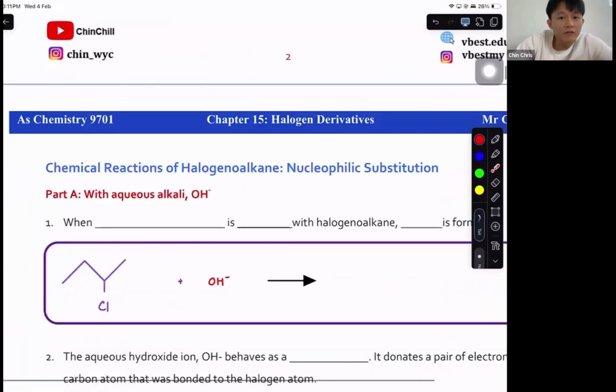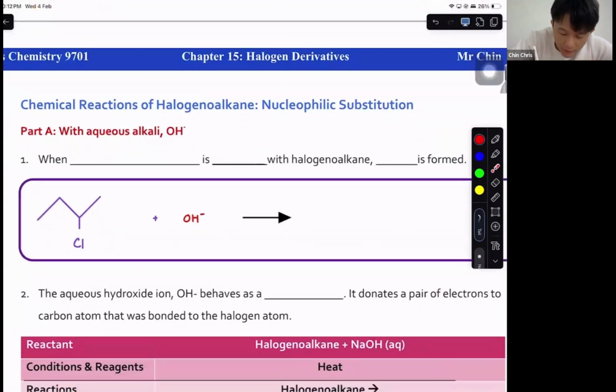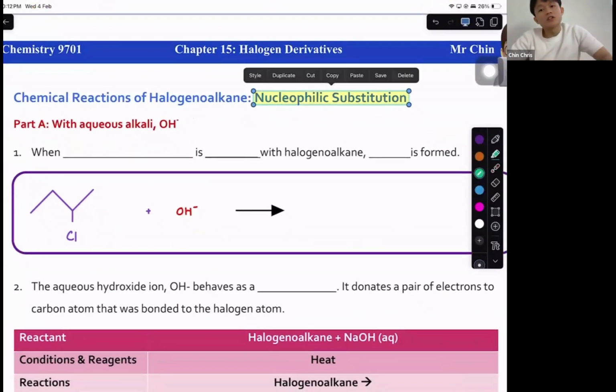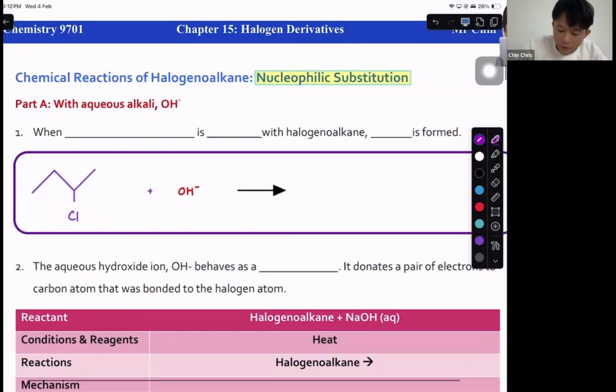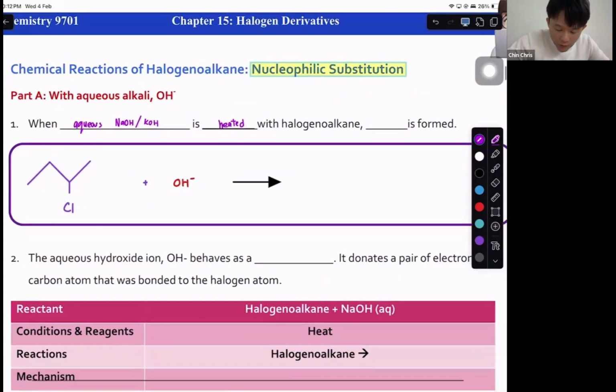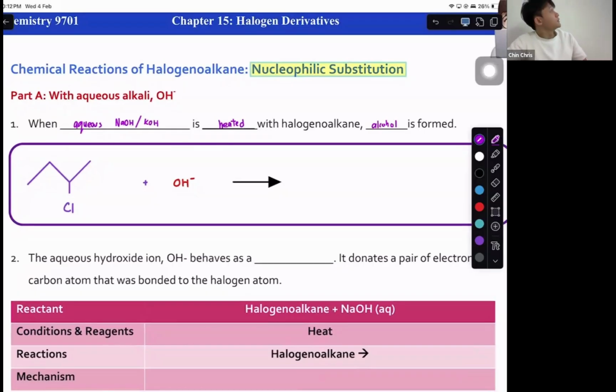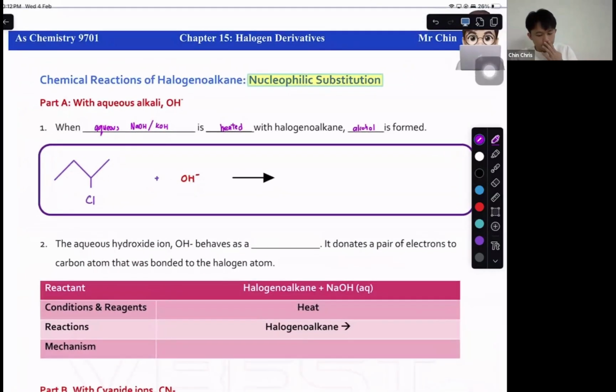All right, guys, the first reaction that we have is nucleophilic substitution. Always remember, I just mentioned to you that your halogenoalkane, C-Cl is polar, so carbon is delta positive and always attracts nucleophile. So the first one is when aqueous NaOH or KOH is heated with a halogenoalkane, an alcohol is formed. So guys, you just have to substitute your Cl with an OH. Please draw it out now.